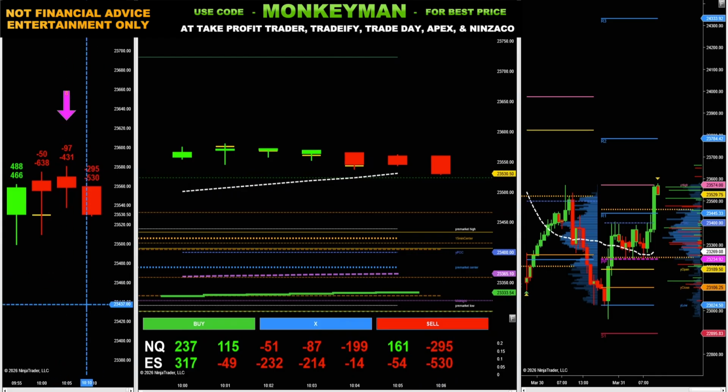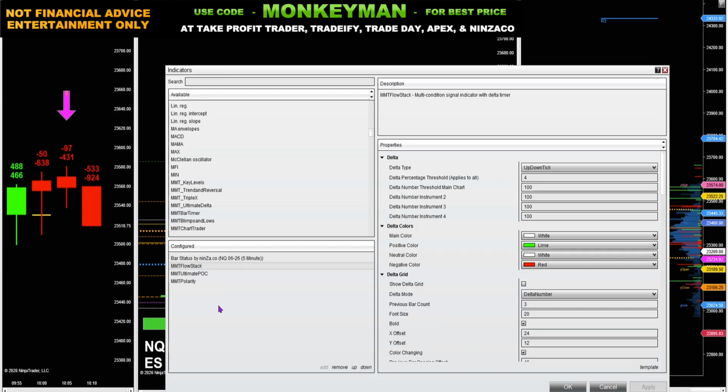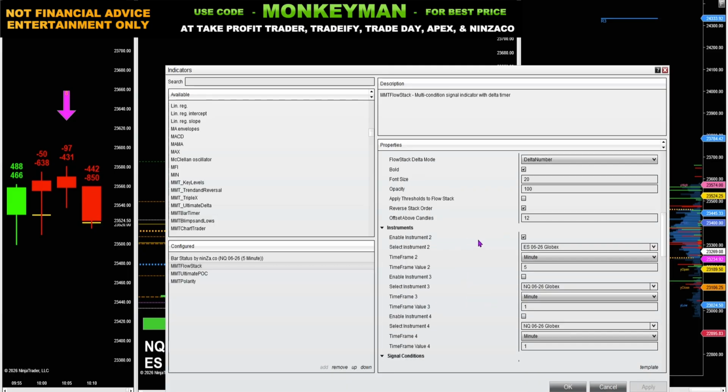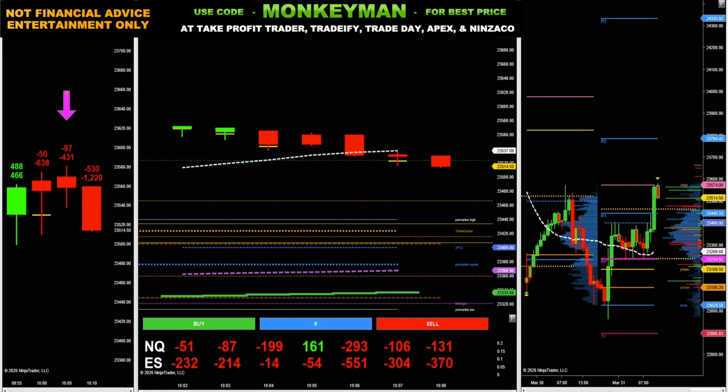So let's take a look at the settings on the 5-minute chart real quick. Very simple setup on the 5-minute chart. I got the polarity with the same settings, got the ultimate POC, and then for the flow stack, I am not showing the delta grid. I've got the same thresholds of 100 and 100. I've got the delta number above the candles, got the font size jacked up. I've got a secondary instrument enabled of the ES 5-minute because this is a main chart of the NQ 5-minute. And I've only got 1 signal condition, just the delta number threshold. So those are the settings.